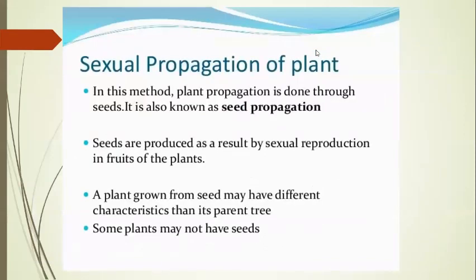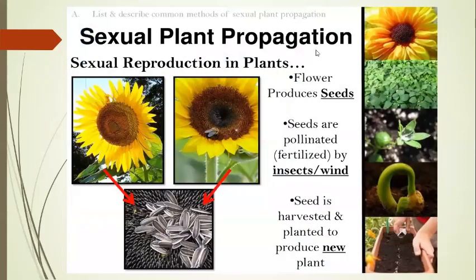So there are two methods in plant propagation. First is sexual propagation of plants. In this method, plant propagation is done through seeds. It is also known as seed propagation. Seeds are produced as a result of sexual reproduction in fruits of the plants. A plant grown from seed may have different characteristics than its parent tree. Some plants may not have seeds.